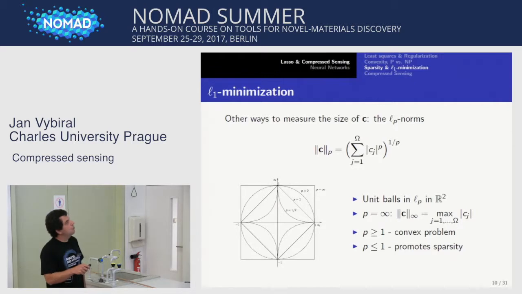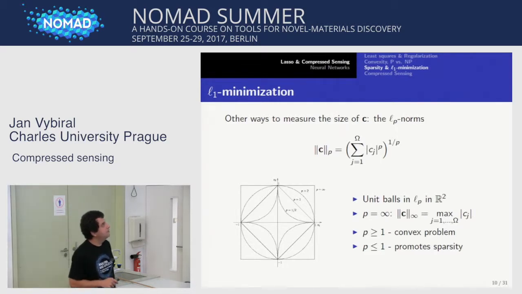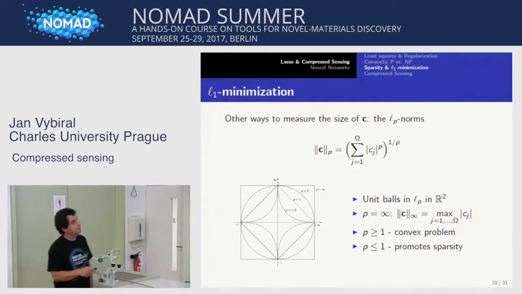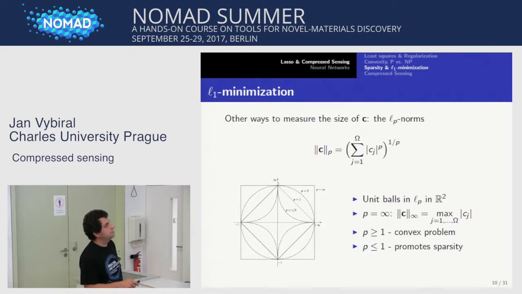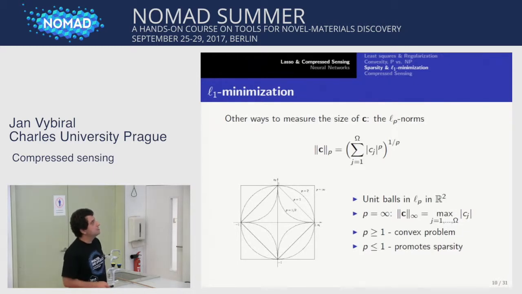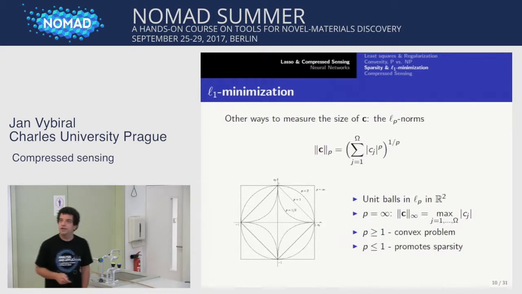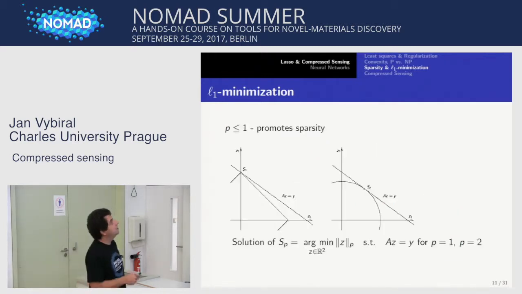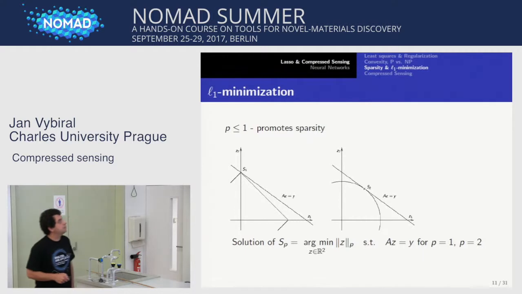So with every 2 points, it still contains the line connecting them. If p gets smaller than 1, then actually it stops being convex. These 2 points are in there, but the line connecting them is not anymore. So we just see that if p is bigger than or equal to 1, the problem is convex. If p is smaller than 1, it will turn out that it actually promotes sparsity, which I will show you next. So to take p equal to 1 is like combining the best of the guys which we can do.